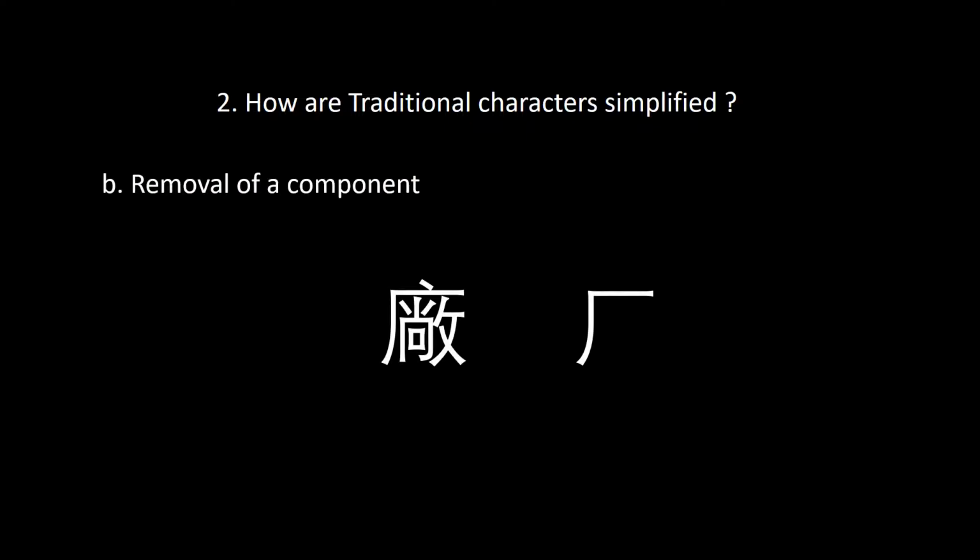The second character is 厂, which means factory. In this case, this is actually a very big simplification. You remove this dot. You also remove this whole big thing inside, and you are only left with the outer layer, for example. So these two characters really don't look the same, except for this L-shaped thing. So they actually remove a lot of things.